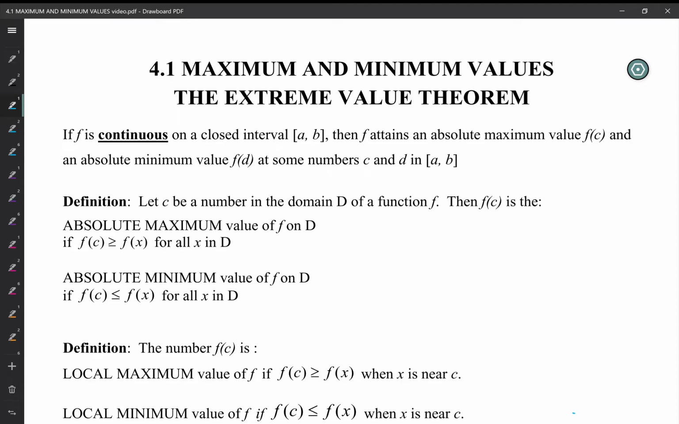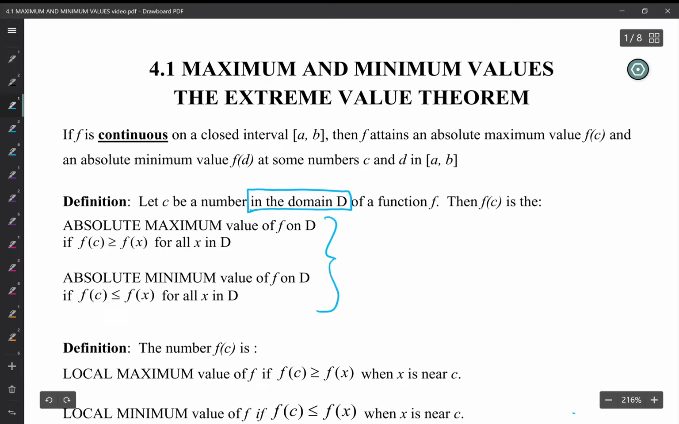Look at maximum and minimum values for functions. It's important to note that for something to be a maximum or minimum value for a function, the input needs to be an element of the domain. Let's start with absolute maximums and minimums.